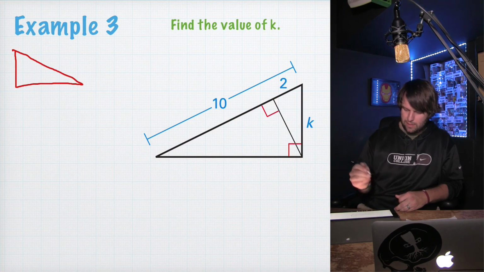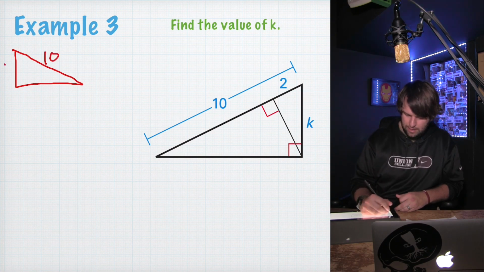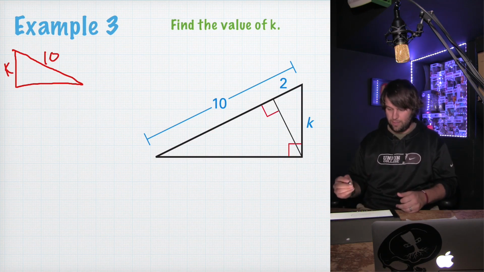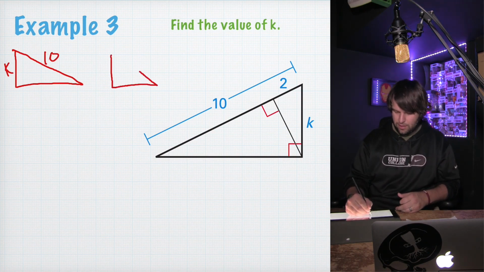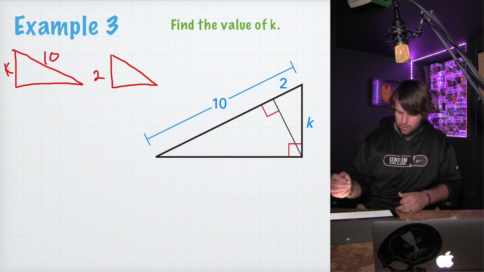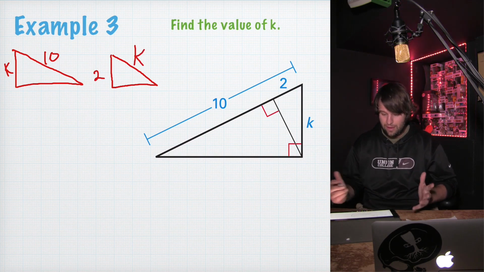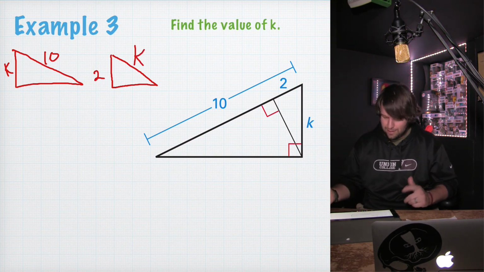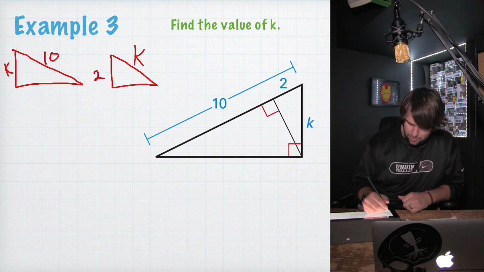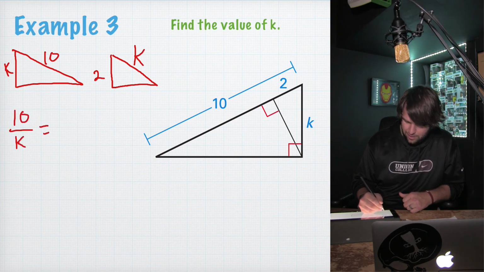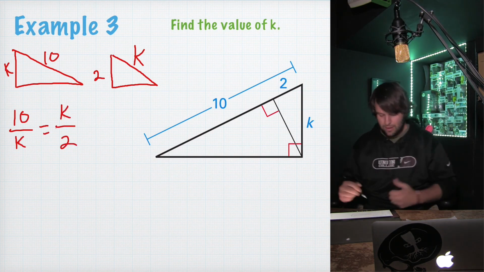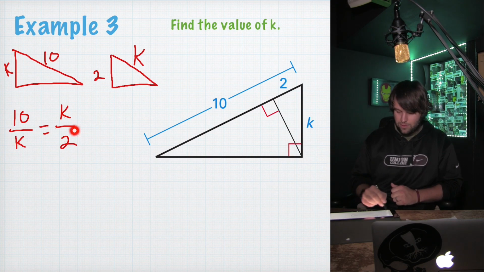10 and K are the only parts of the big triangle that we know. And then the littler triangle, we know the short leg 2 and the hypotenuse K. So if we set up our proportions, this is really nice. Hypotenuse 10 over K equals short leg K over short leg 2. Okay, now all we have to do is solve this.